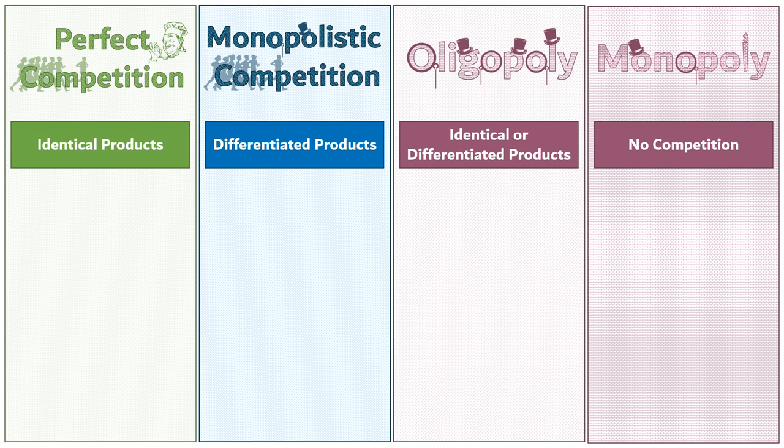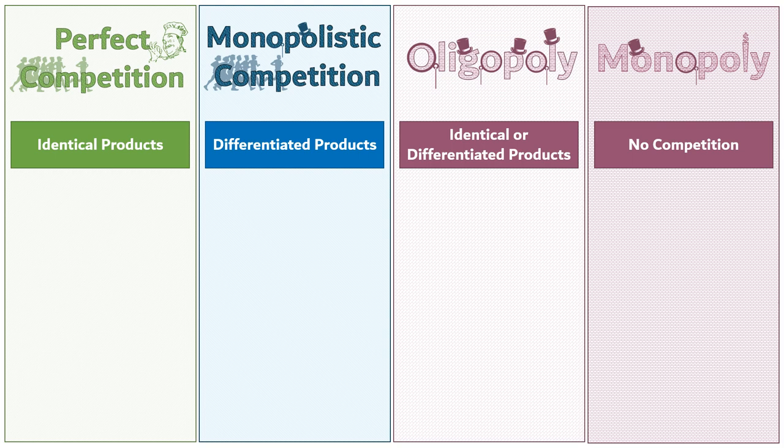Monopolistic competition has differentiated products, meaning that no two firms are producing the exact same thing. The toy industry is probably best classified as monopolistically competitive. Each firm tries to make toys which are different from their competitors.